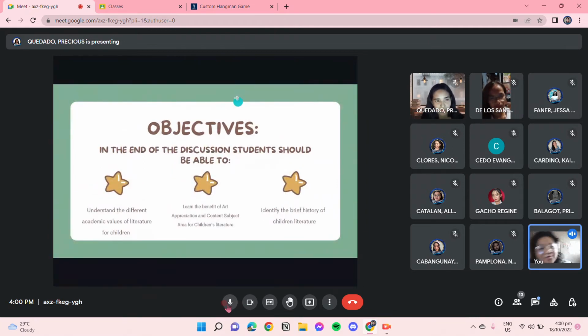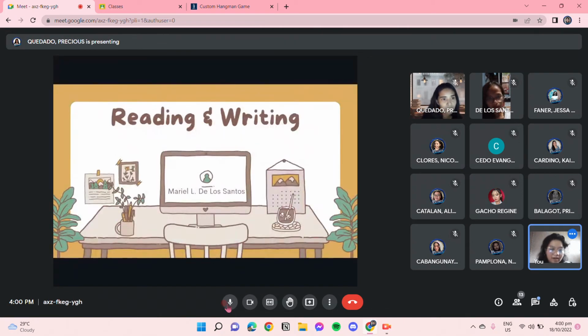Oh yes, the objectives: in the end of the discussion, students should be able to understand the different academic values of literature for children, learn the benefit of art appreciation and content subject area for children's literature, identify the brief history of children's literature. Miss Mariel, Miss De Los Santos will discuss the first topic.